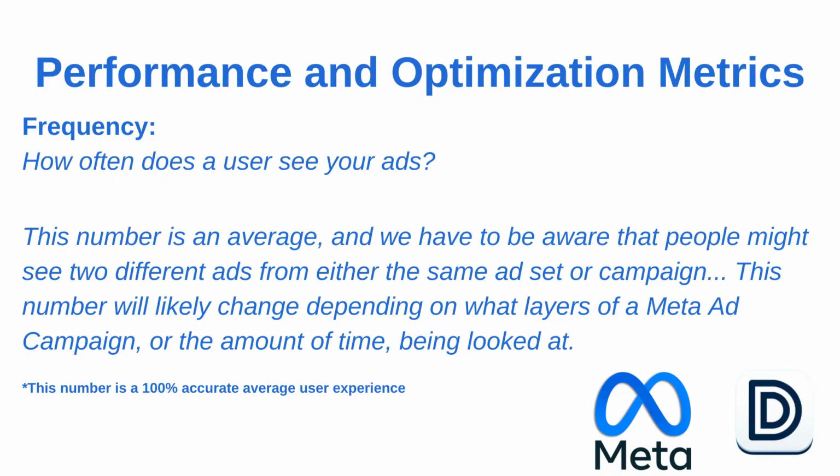A quick best practice here is to remember that the frequency can change dramatically when going from the ad level to the ad set level to the campaign level, and when we look at different periods of time, like 1 day versus 1 week or 1 month. Also, this number is a 100% accurate average user experience. Each individual user is going to have a slightly different experience. So we've talked about delivery.